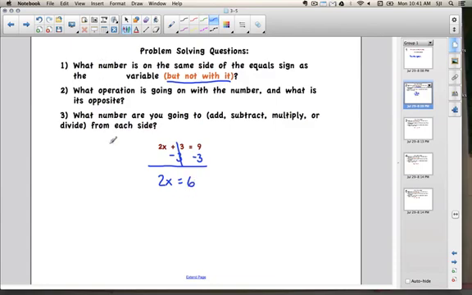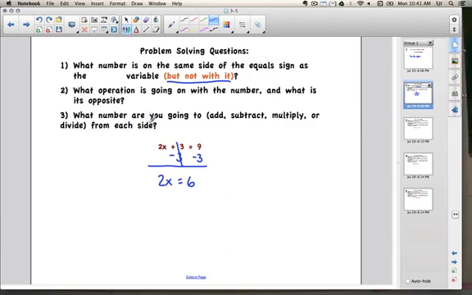Now I'm going to go through and ask myself these questions the second time through. Notice that this is the kind of question that we were working on in the last few lessons. Now we're down to a one-step equation. So I'm going to ask myself this first question, but I'm not going to ask myself the orange part. What number is on the same side of the equal sign as the variable? 2. What operation is going on with that number and what's the opposite of it? Well, since there isn't any operation sign that I can see between the 2 and the x, that means it's multiplication. And the opposite of multiplication is division.